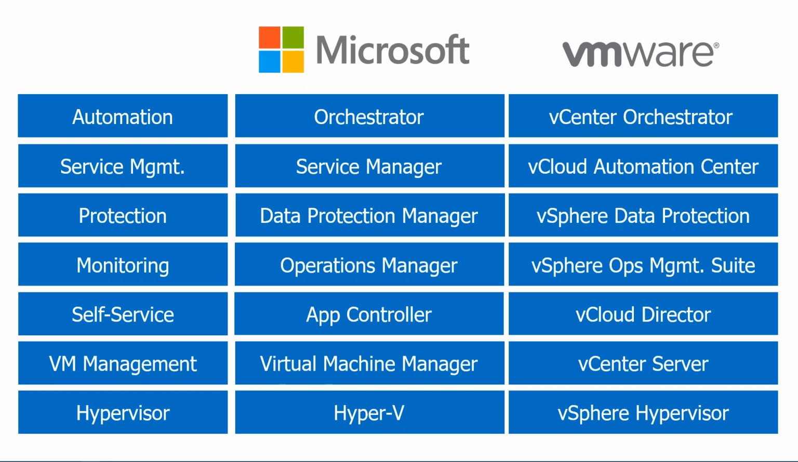Under protection, we have DPM or Data Protection Manager. vCenter has vSphere Data Protection. Monitoring, Operations Manager or System Center or SCOM, which is really what it's referred to. In vCenter, we have Operations Manager Suite. So, as we go along here, you can see the theme. There's definitely a different naming culture between VMware and Microsoft, but they're essentially the same type of management solution that they're doing. As for hypervisor, this is the most common one. HyperV, vSphere. Makes sense. Those are the two different hypervisors that we're talking about today.